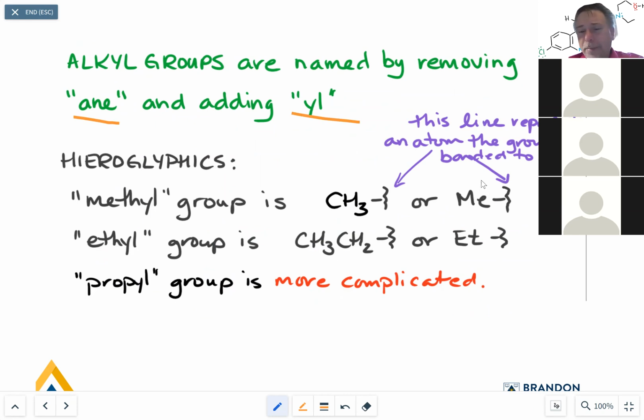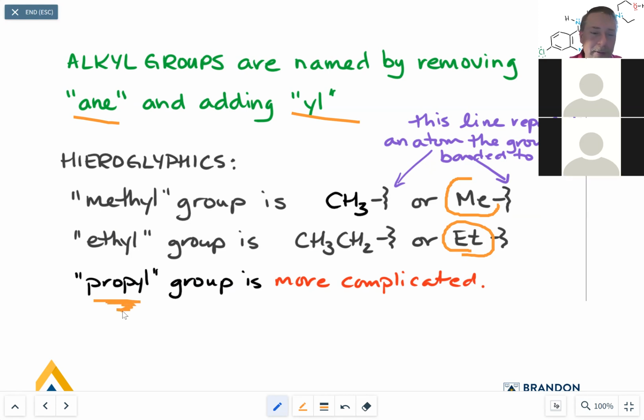And we have little symbols for them to make our lives even easier. So CH3 just becomes Me, CH3CH2, the ethyl group, becomes Et. And then with the propyls, this becomes a bit more complicated. But now we know that Me equals CH3, Et equals CH3CH2. And these little lines here just mean that they're bonded to something else.